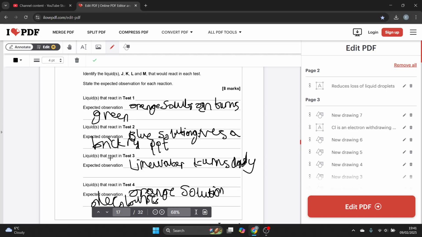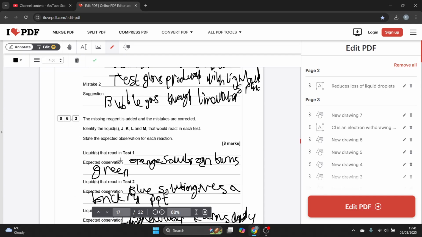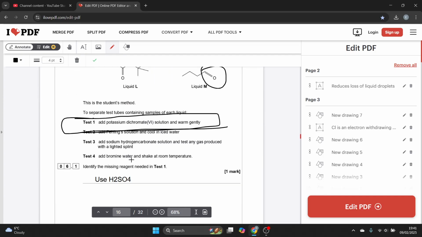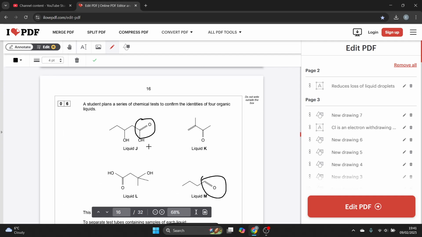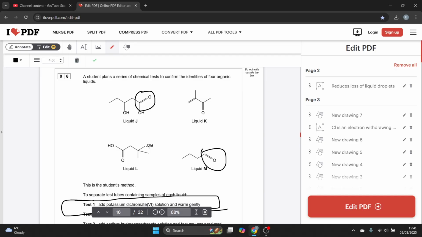I need to firstly write colorless gas turns the lime water cloudy. I can't just say lime water turns cloudy. An orange solution decolorizes, goes colorless. So then test 1, potassium dichromate(VI) solution, warm gently.